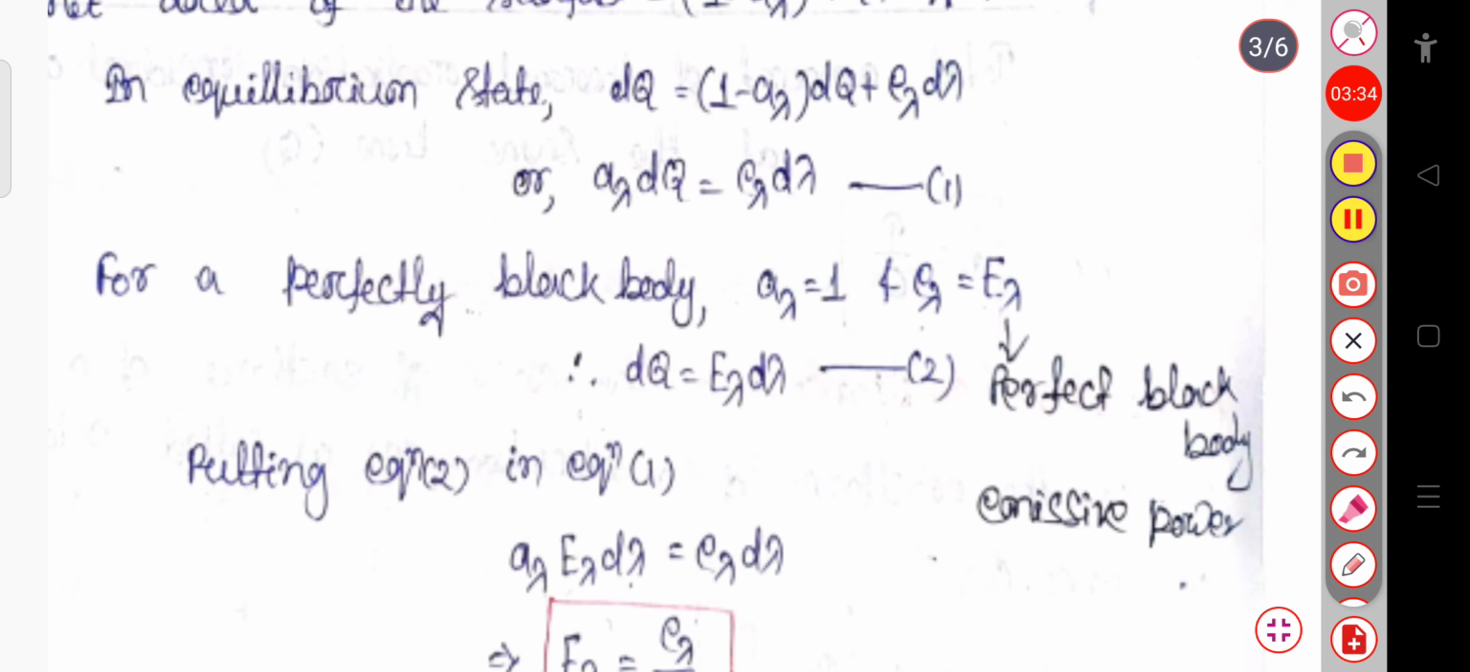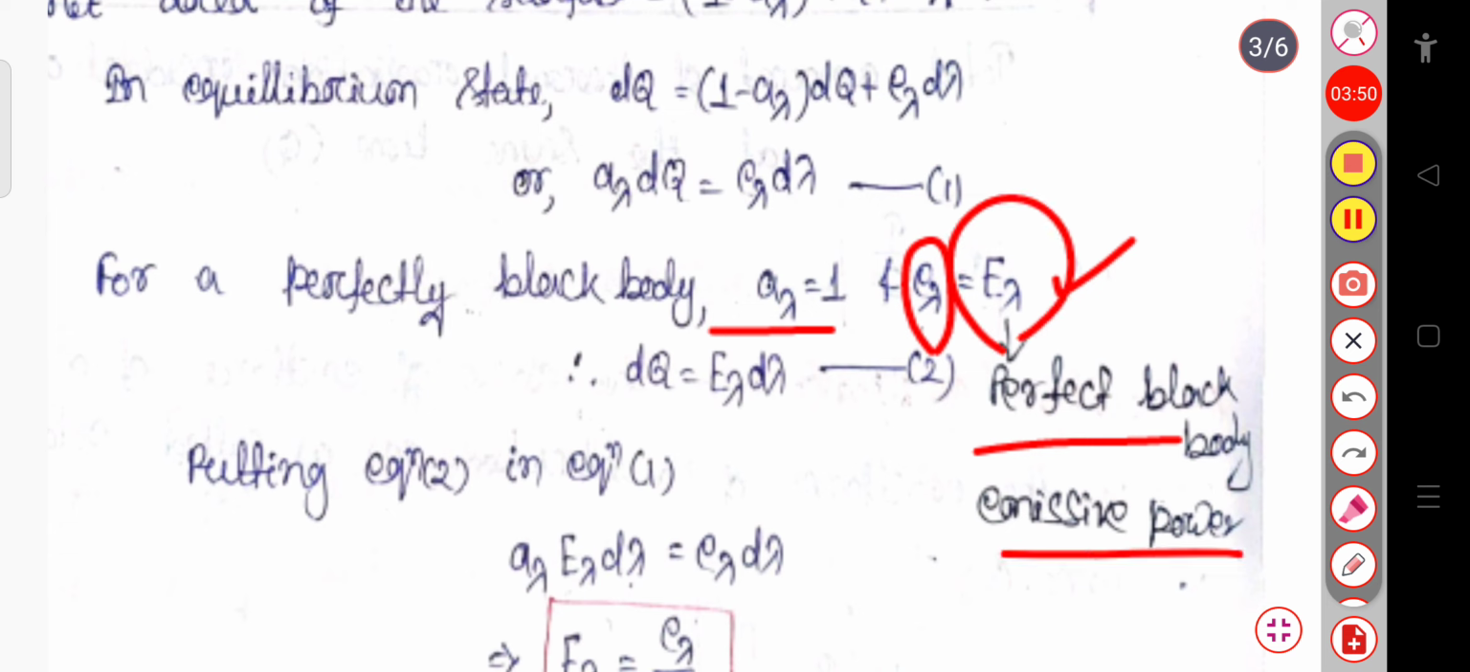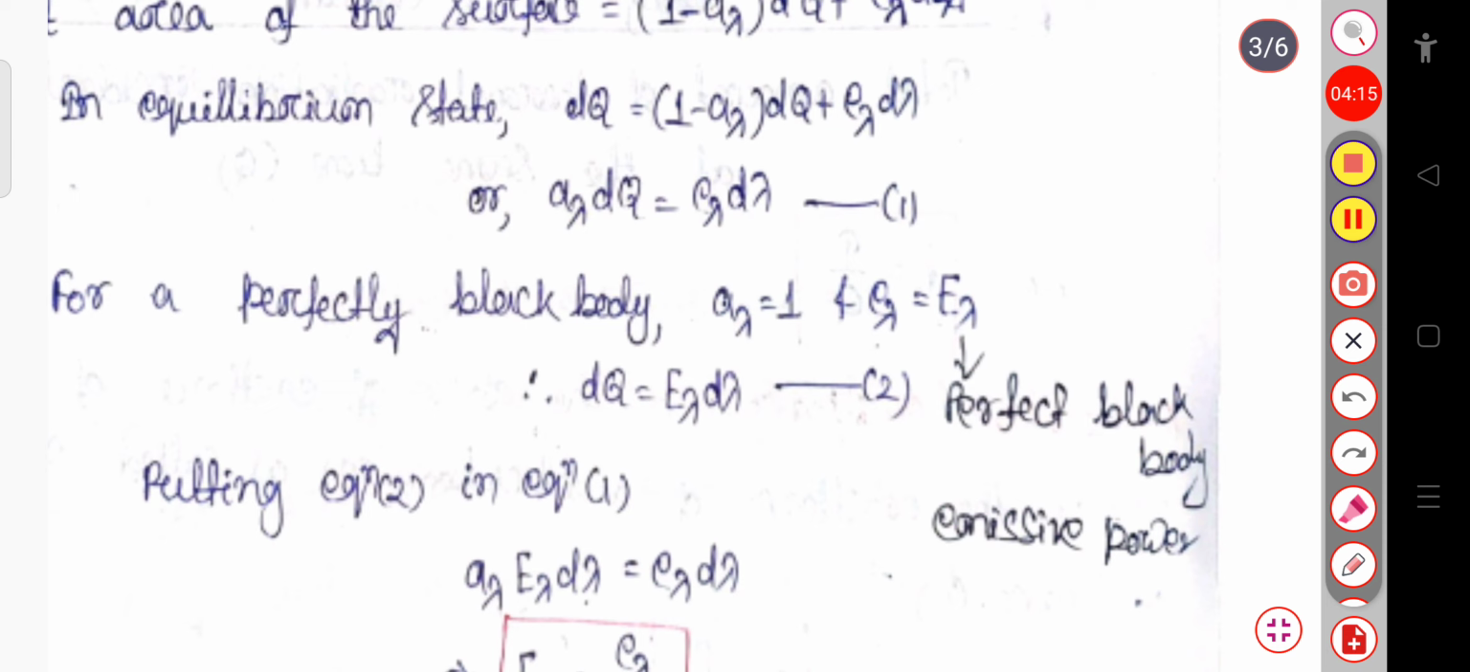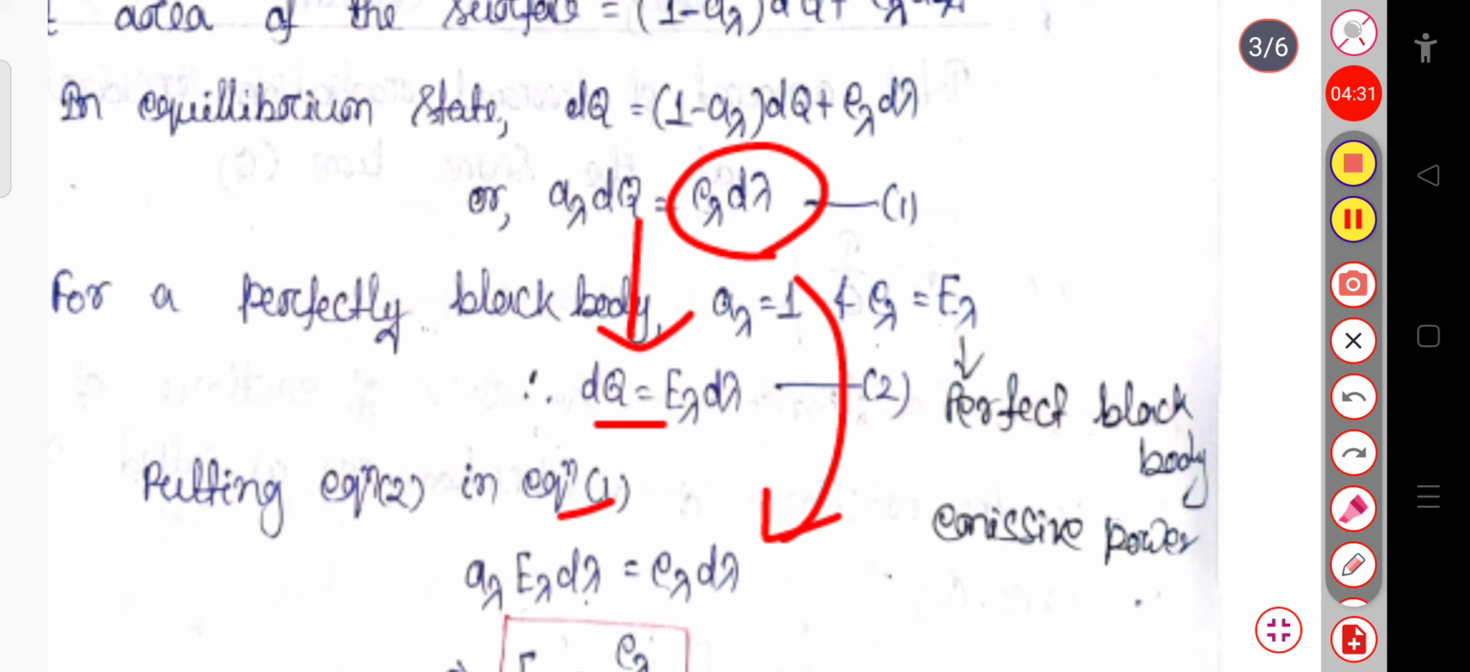For a perfectly black body, A lambda equals 1 and E lambda equals the capital E lambda, which is the emissive power of the perfect black body. Here A lambda dq equals E lambda d lambda. In place of A lambda, if I put 1, this will be dq, and in place of small E lambda, I put capital E lambda, so dq will be equal to capital E lambda into d lambda. This is equation 2. Putting equation 2 in equation 1, in place of dq I put capital E lambda d lambda, so A lambda into E lambda d lambda will be equal to small E lambda d lambda.